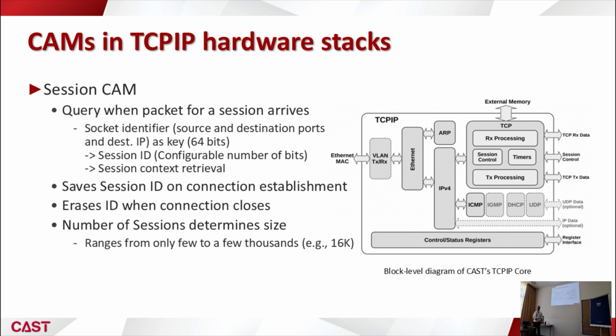We focus on the functionalities of CAMs in the CAST TCP/IP core. This core supports mainly the TCP and IP protocols, and optionally secondary protocols such as UDP, ICMP, and IGMP.